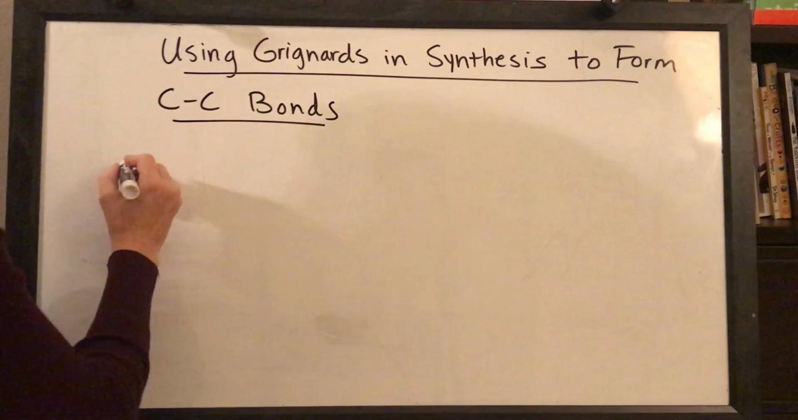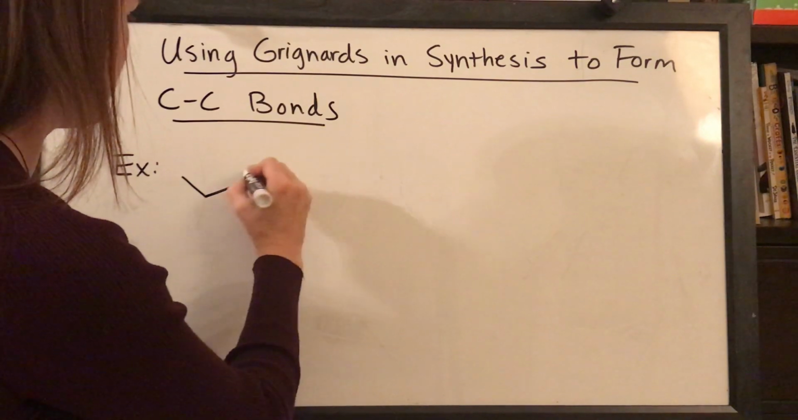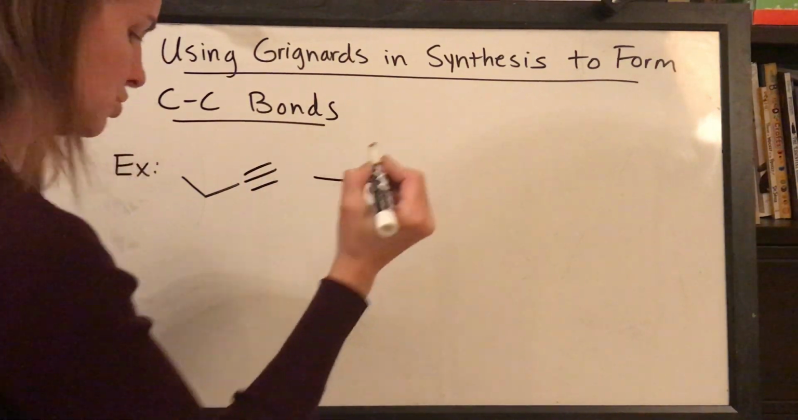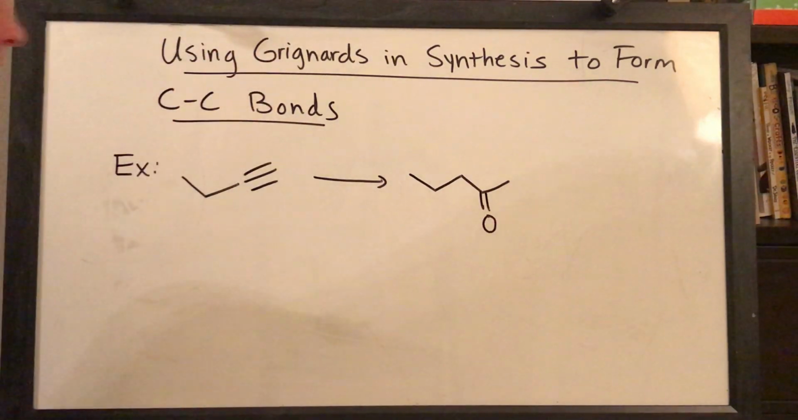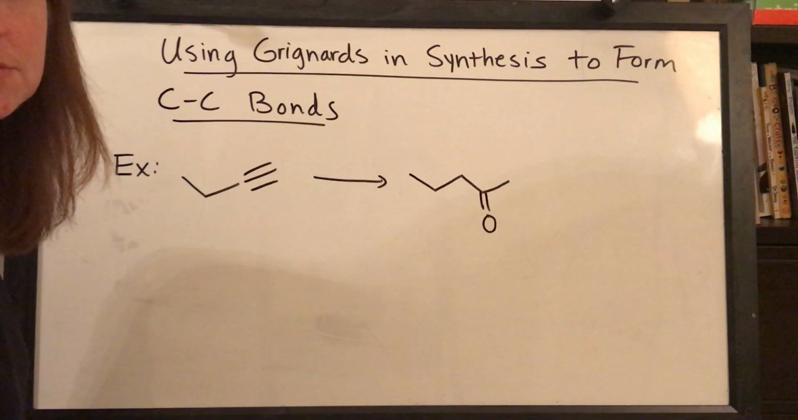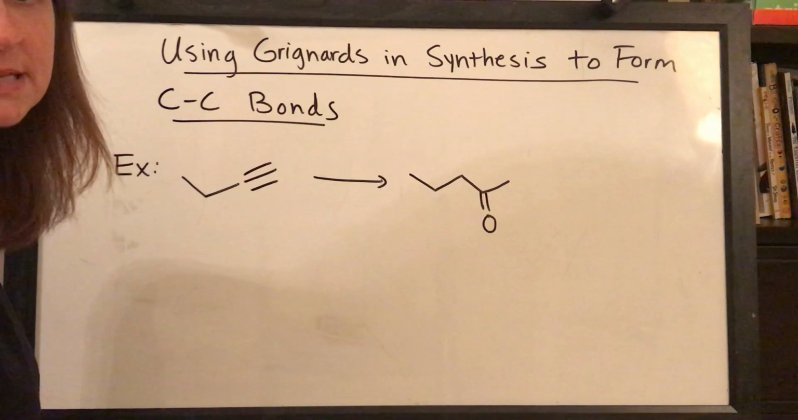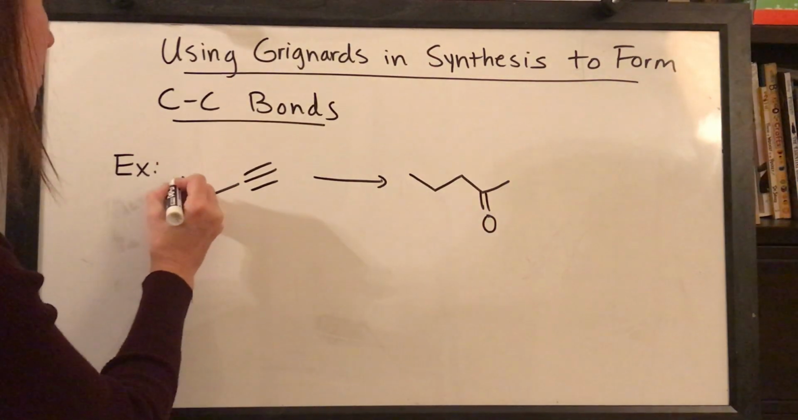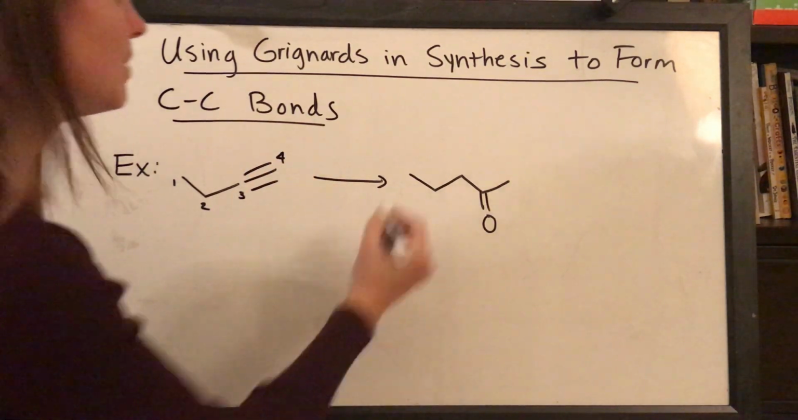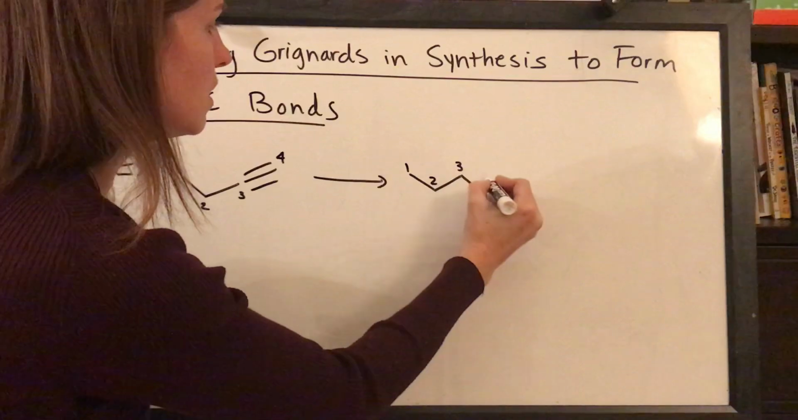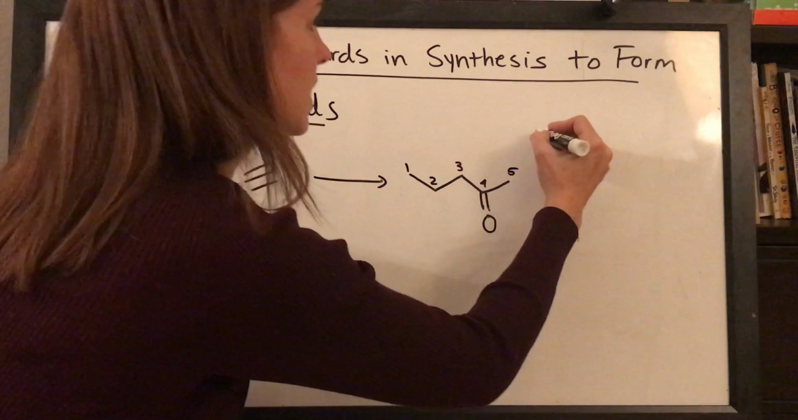Okay, so let's start with an example. Let's say that we have this alkyne and we're trying to turn it into this ketone. So one of the things you should always do in synthesis problems from now on is to count your carbons and see if there are any carbon-carbon bonds that need to be formed. If I look at my starting molecule, I have 1, 2, 3, 4 carbons. But in my product, I have 1, 2, 3, 4, 5 carbons. So I need to form a carbon-carbon bond.